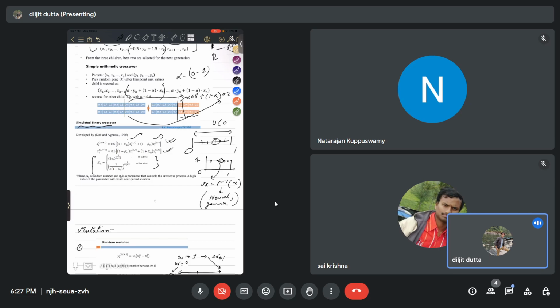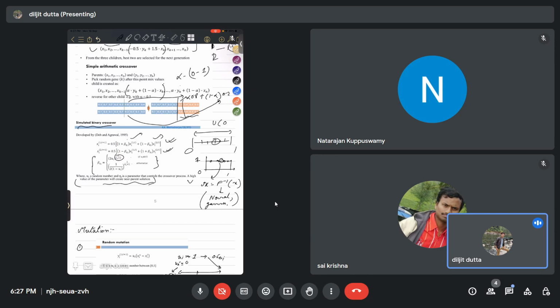So this is one way of generating a random number. So we generate a random number ui, and eta c is the parameter that controls the crossover process. This is a parameter that we define based on our problem. A high value of the parameter will create a near parent solution. Remember this. When eta c is high, 1 by eta c will be low.